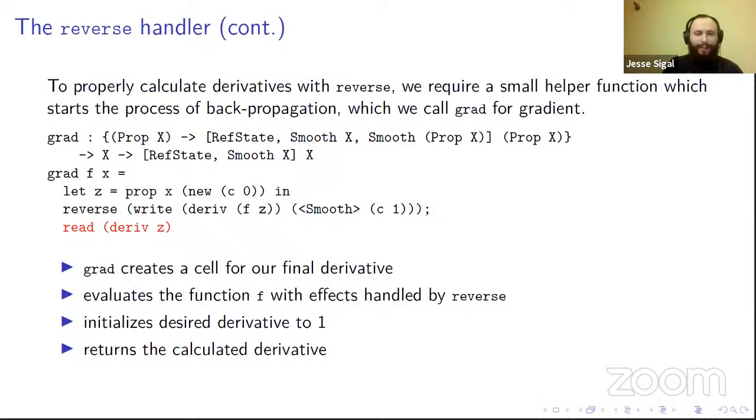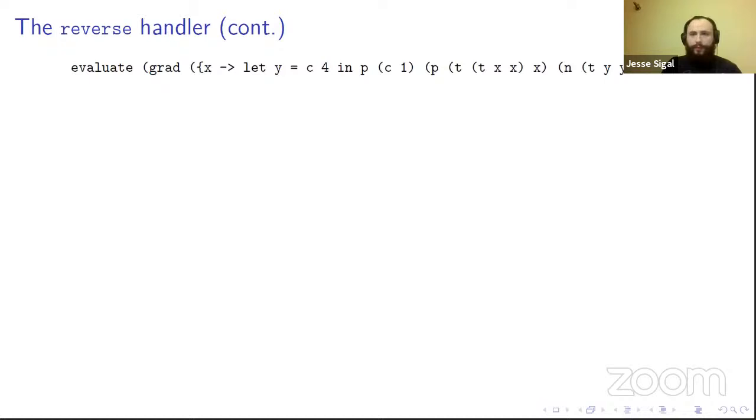Well, let's see how this actually works. So we're doing the same expression before. It's still x cubed, one plus x cubed plus minus y squared. And here I've said y equals c4. Now, if I substituted the C4 twice here, instead of having a let, technically we would have a different execution. For the purposes of automatic differentiation, it doesn't matter. You could observe the difference, but for our purposes, it's immaterial.